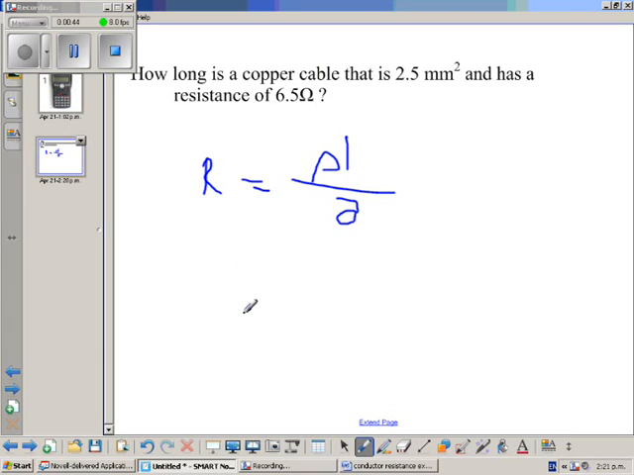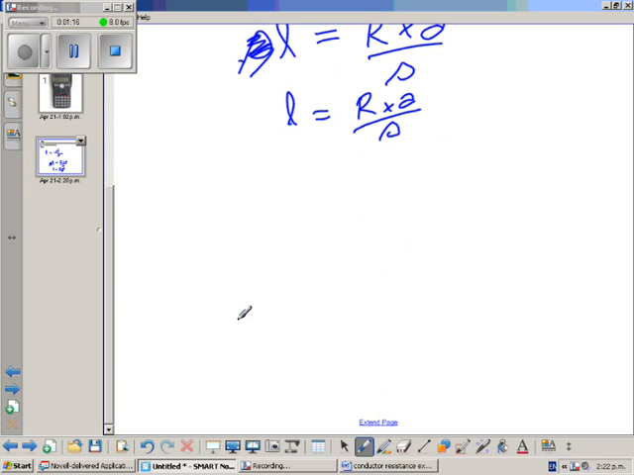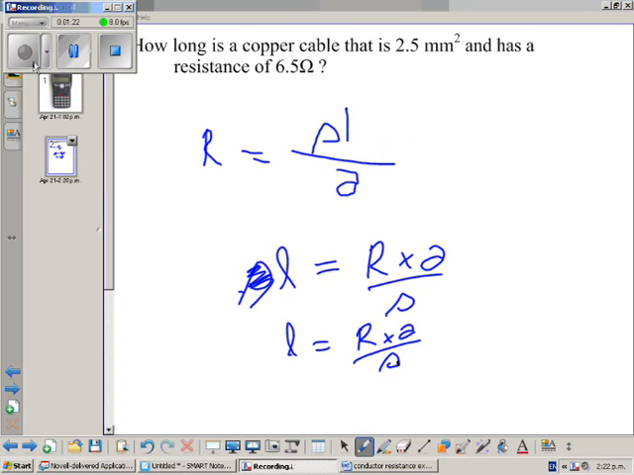So we can rearrange that formula to get rho L equals R times A. If we know that rho L equals R times A, we can divide both sides by rho. Divide this side by rho will give us length, and then divide this side by rho, so that one there disappears, and we wind up with L equals R times A divided by rho. Once we've got that, we can just put our numbers straight into that rearranged formula.